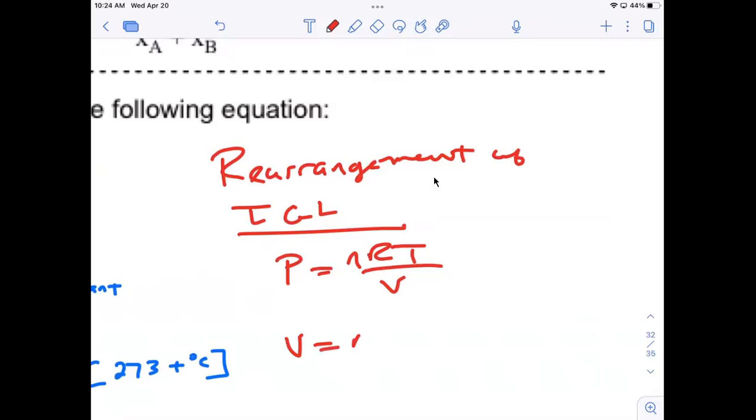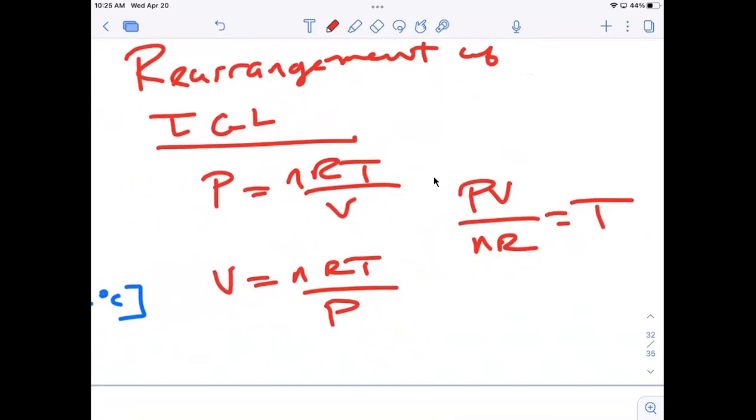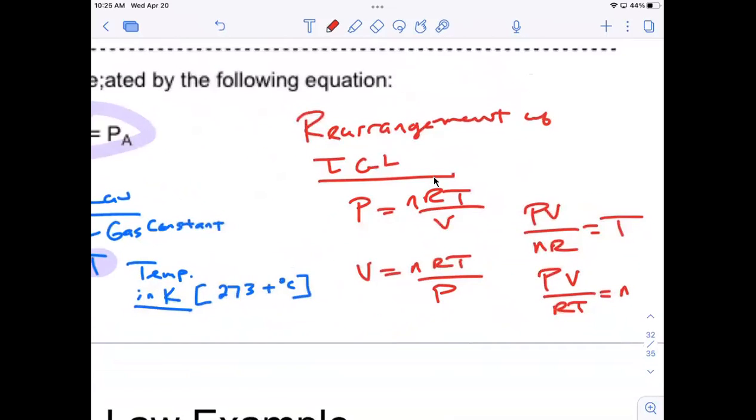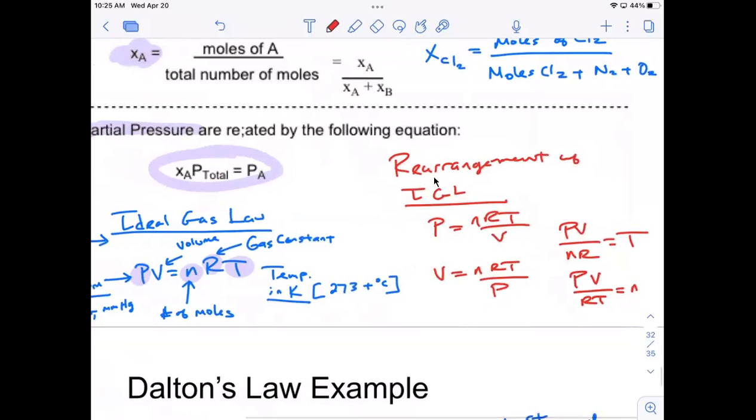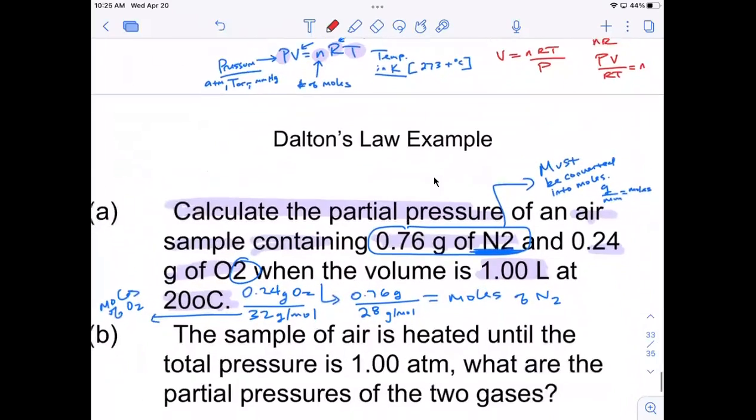If I want V, it's nRT over P. If I want T, it's going to be PV over nR. I mean, anything that I want, if I want n, it's going to be PV over RT. I can solve for any one of these variables. It doesn't matter. So I can rearrange that and solve for any one of the variables. All right, let's look at another example in B.